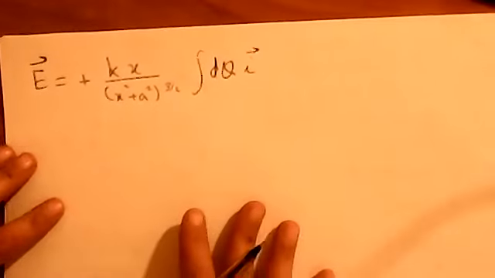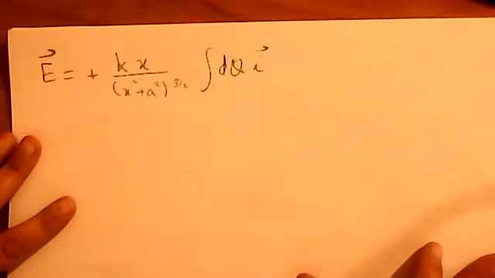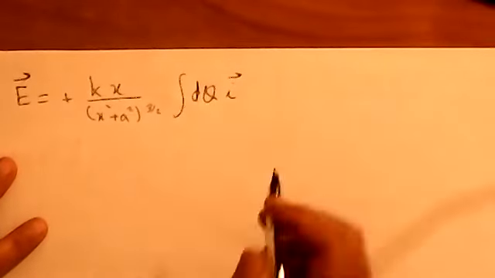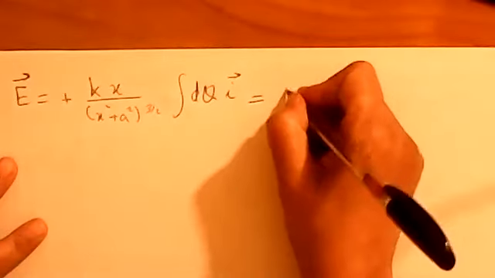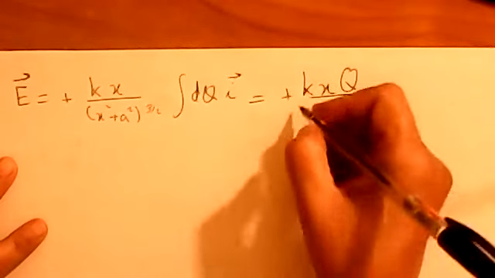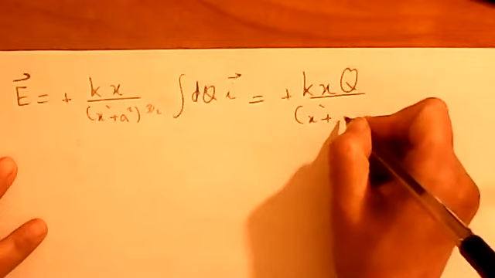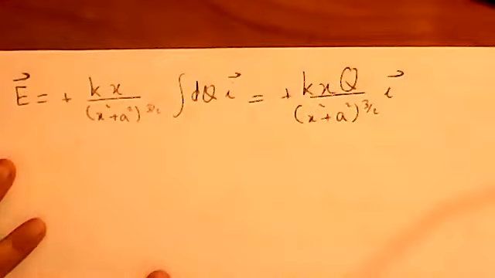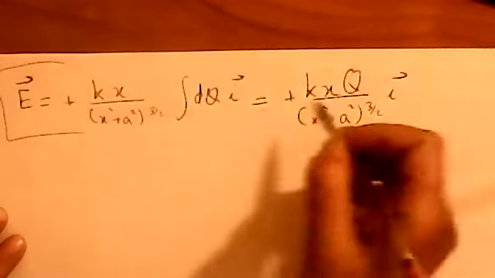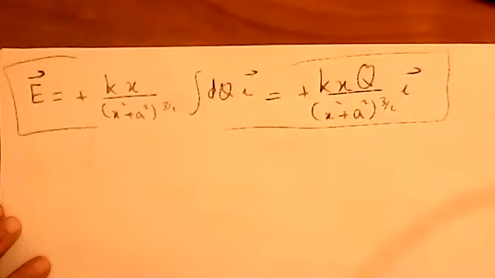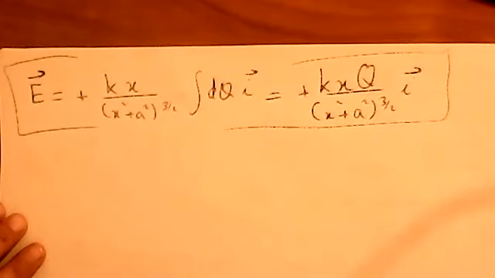Now, very simply, the integral of dq, what is it? It's q. So E equals plus k x q over (x squared plus a squared) to the power 3 over 2, with direction i. This is the answer for the electric field created on the axis of a ring.